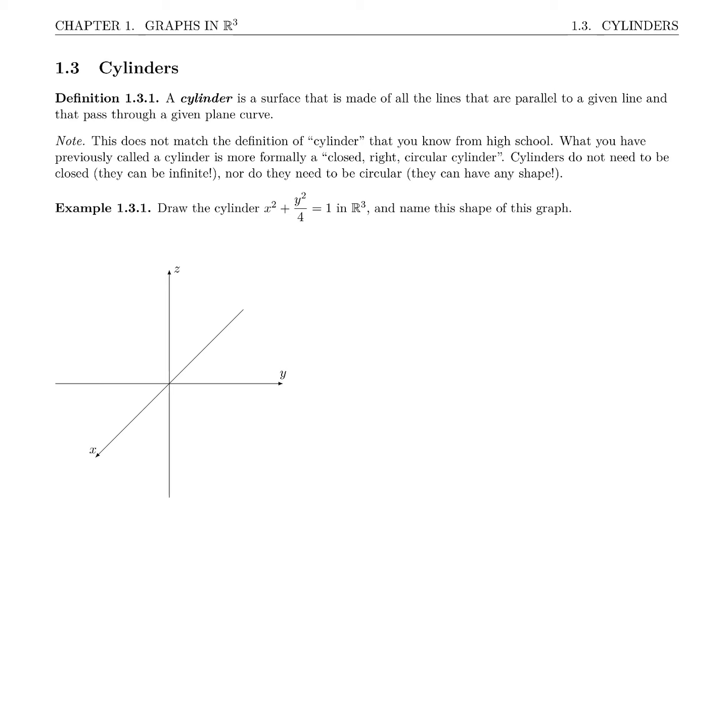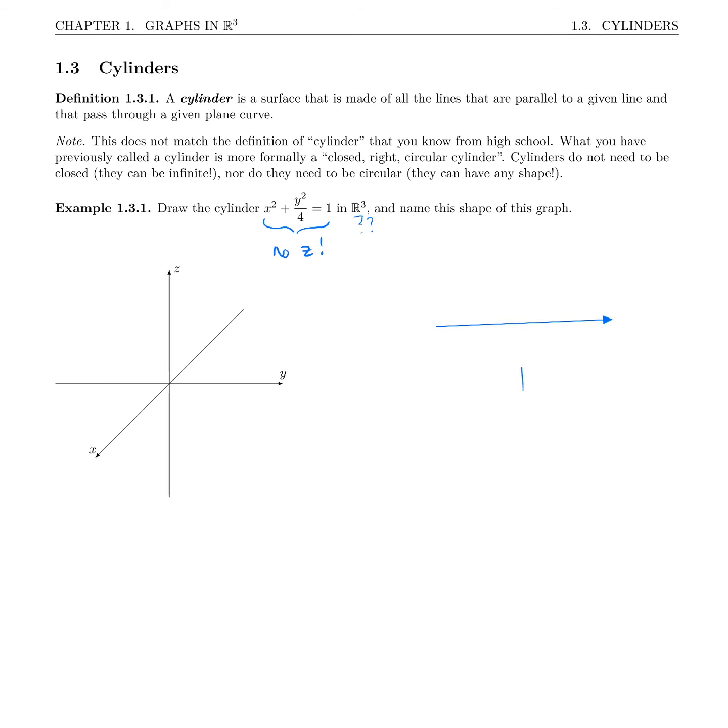So let's look at example 1.3.1. We're asked to draw the cylinder x squared plus y squared over 4 equals 1 in R3 and to name the shape of this graph. So if we take a quick look at that equation, the first thing we're going to see is that there is no z. So if there's no z, why are we being asked to graph this in R3? Shouldn't we be just graphing this in two variables, in R2?